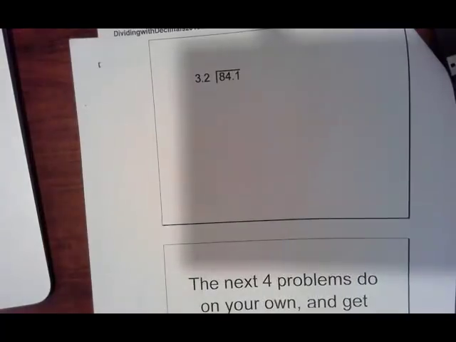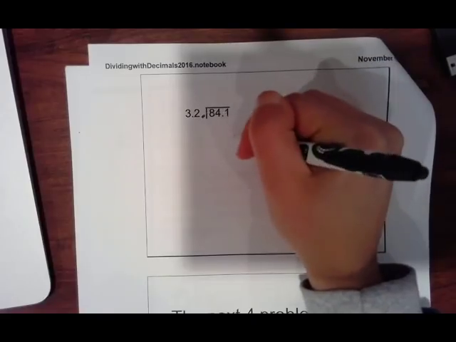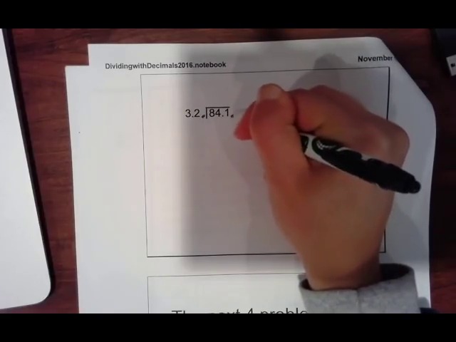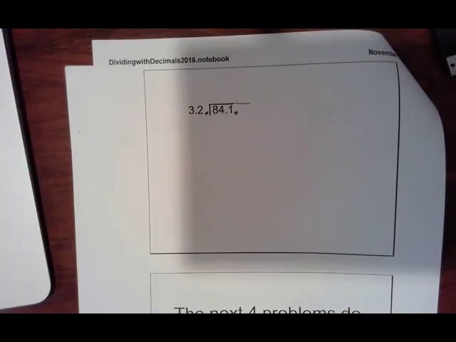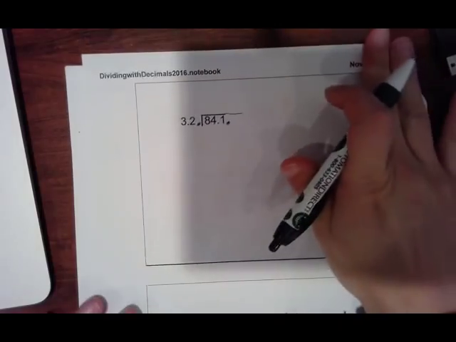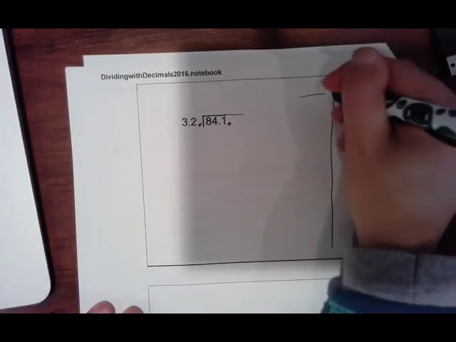Alright, so we have 84 1/10 divided by 3 2/10. So I can't have a decimal in my divisor, so I'm going to move it over once to the right. If I do it there, I need to do it in my dividend. So now I have 841 divided by 32. If I wanted to, I can come over here and make my chart of multiples.